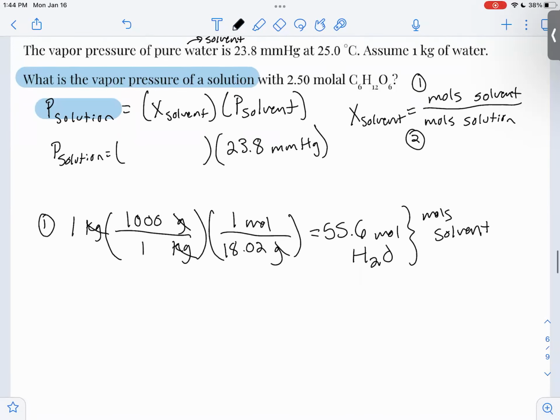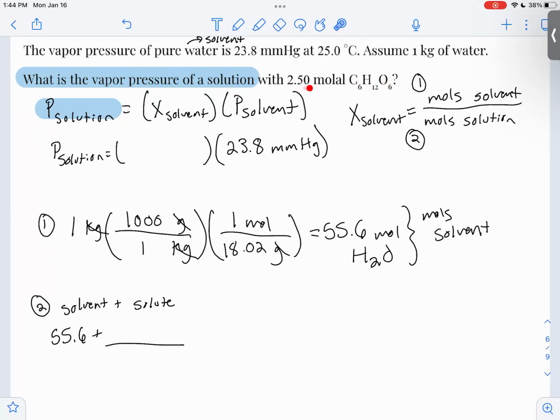Okay, what about our moles of solution? So that's going to be the moles of our solvent plus our solute. We already have our solvent moles, right? 55.6. But now we need to find our solute moles. So let's go back into the problem and find our solute. Our solute is the glucose. It's the solid in this problem.